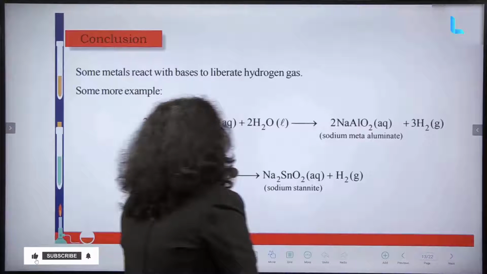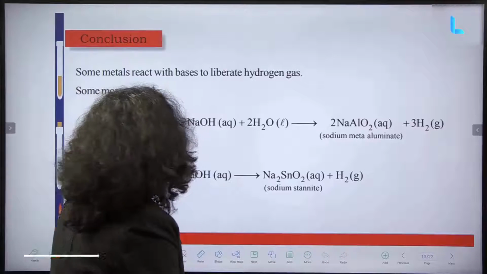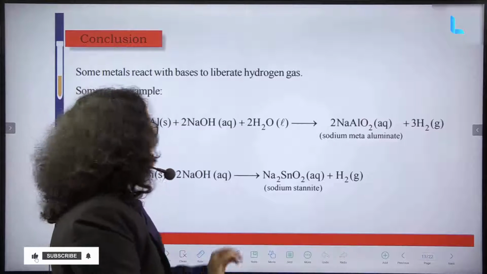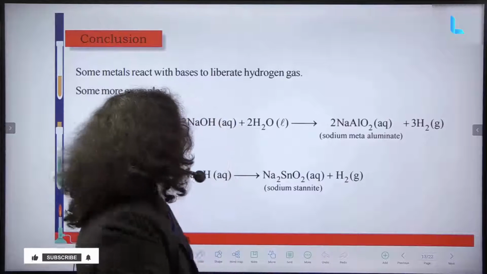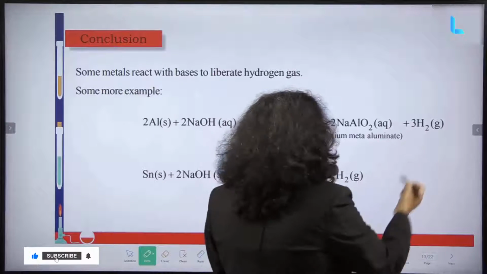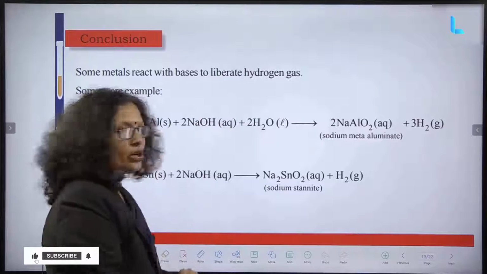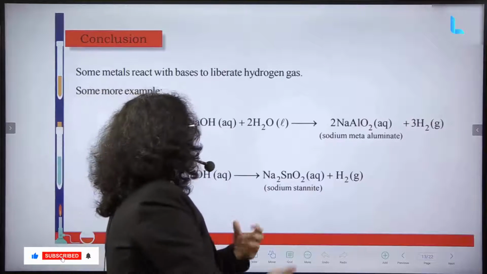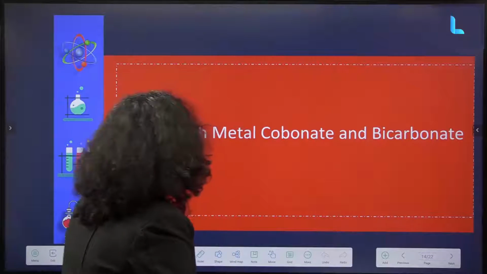Okay. Some metals react with bases to liberate hydrogen gas, like aluminium. When it reacts with sodium hydroxide solution in water, we get sodium meta aluminate and hydrogen gas is liberated. Tin also, when treated with sodium hydroxide solution, gives sodium stannite and hydrogen gas is liberated.